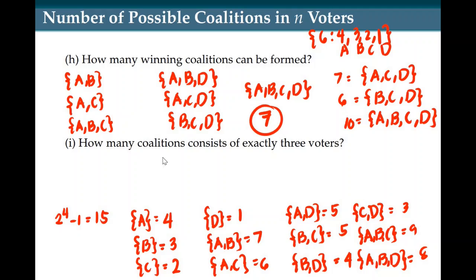So for the question, how many coalitions consist of exactly 3 voters? If we count coalitions with 3 voters, we have ABC, ABD, ACD, and BCD. So we have a total of 4 coalitions, which consist of exactly 3 voters.